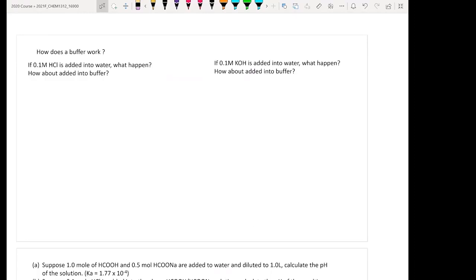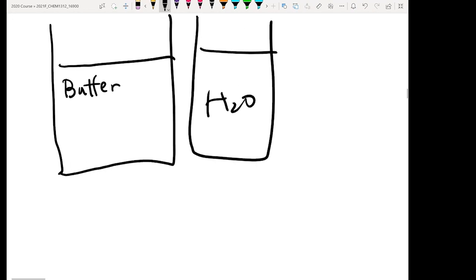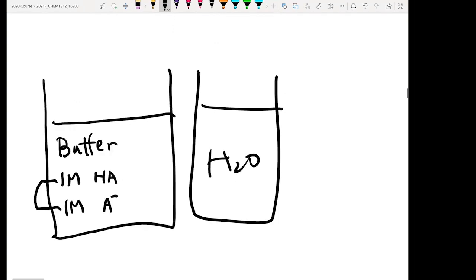how the buffer can minimize the pH change when you add in a strong acid or strong base. So inside these buffers, we say the buffer is going to have the conjugate acid and base. So assuming today what you have is one M of weak acid HA and one M of its conjugate base A minus, the same concentration, and they have a high amount of those things inside your solution. For my water system, just pure water.